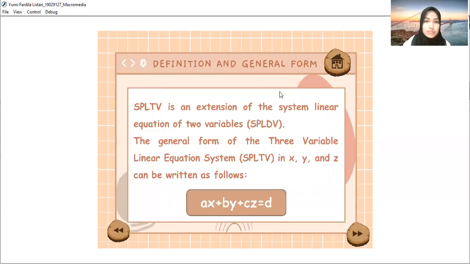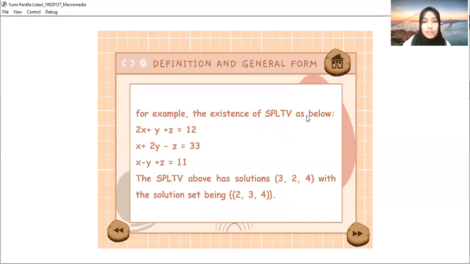This is the definition and general form of a system of linear equations of three variables that the student can learn. After that, the student can click the next button. This is an example of a system of linear equations of three variables and how to find the solution of the problem about systems of linear equations of three variables. The student can click the next button.